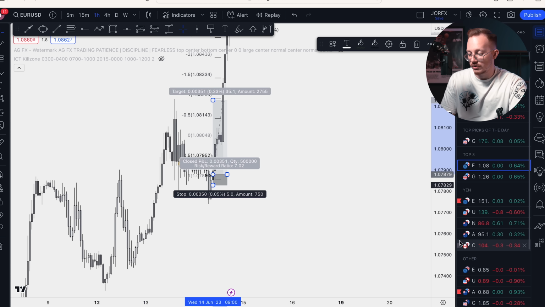Then we had also another trade on Euro GBP. This was a trade that I was analyzing and I took live during the London session with the private mentorship group. This was quite a tricky one because we had some mixed opinions on this one. Some were going long while I was going short.